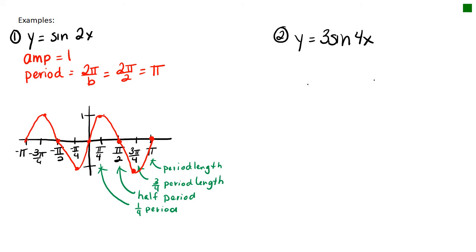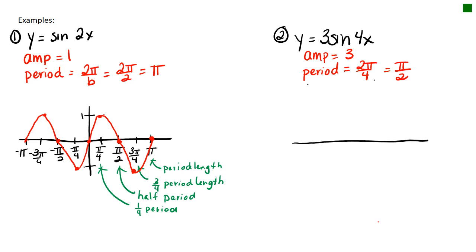Let's look at this one here. The amplitude is going to be 3, so now I'm going to go up to 3 instead of just 1 and down to -3. My period is going to be 2 pi divided by 4, which is pi halves. So now my period's even shorter. It's pi halves. I'm going to draw my 2 periods. I'm going to go up to 3 and down to -3.